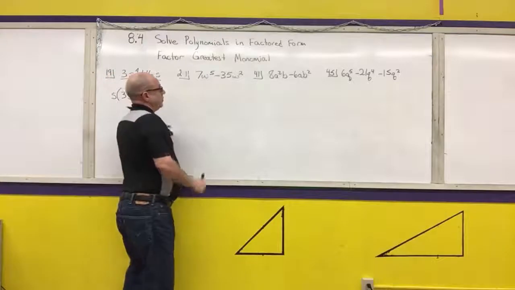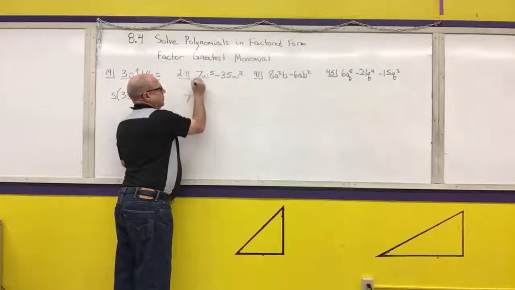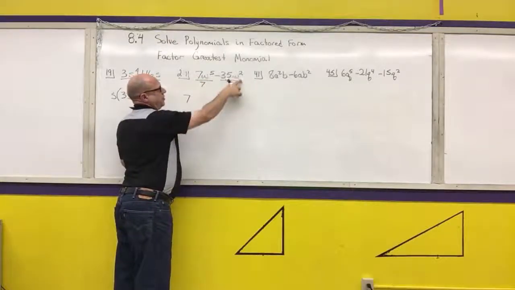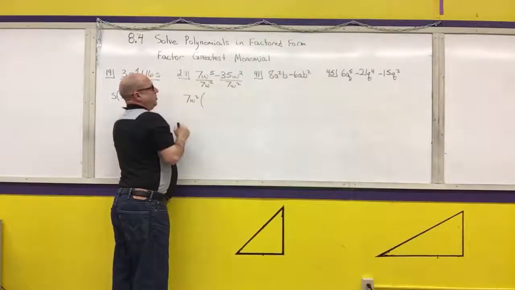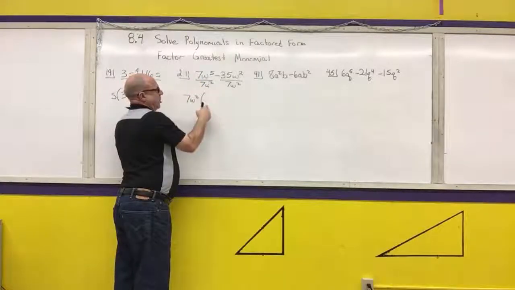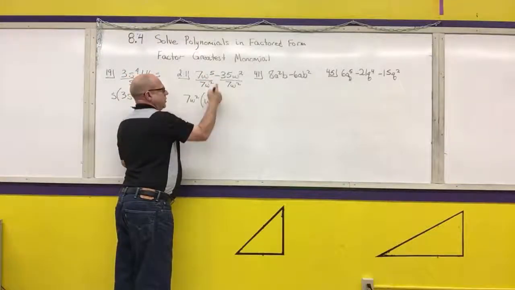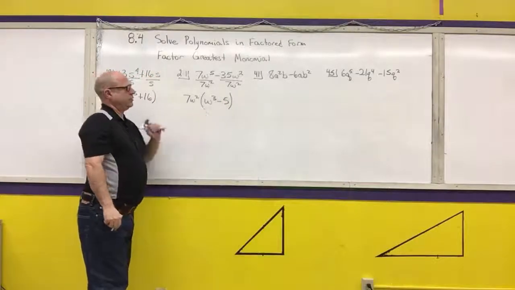For 21, the greatest common factor between 7 and 35 is 7. And the lowest power of the variable that appears in all the terms is w squared. So now I do the division. 7 divided by 7 is 1. W to the 5th divided by w squared is w cubed. Negative 35 divided by 7 is negative 5. W squared divided by w squared is 1. And that would be my answer.